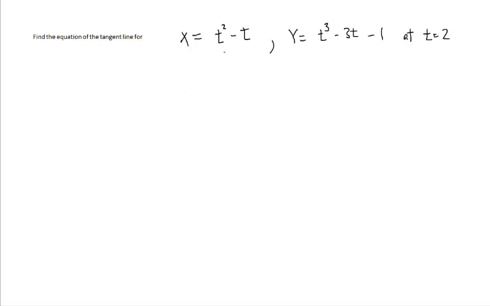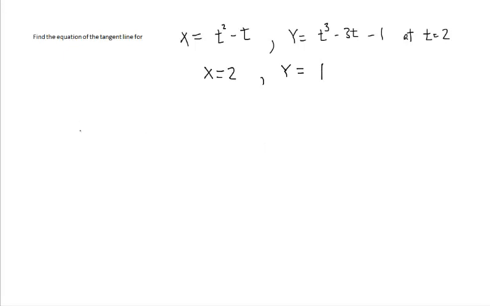So if we plug 2 in for t, we would have 2 squared is 4, minus 2 is 2. So x is equal to 2. And then if we plug 2 in for t, y would be 2 cubed is 8, minus 6 is 2, minus 1 is 1. And now we need to take the derivative.